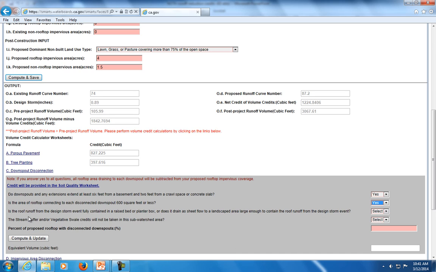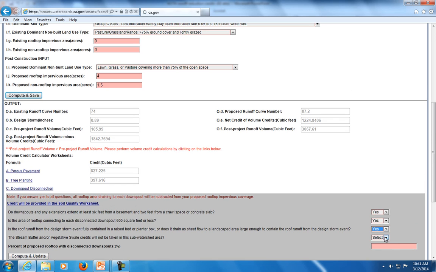And then it's asking if the roof runoff from the design storm is fully contained in a raised bed or planter box, or does it drain as sheet flow into a landscape area large enough to contain the roof volume for the design storm event? So we'll say yes, and this is basically a check to make sure that you're actually draining it to an area that can manage it. I'll show you how that's done. That volumetric calculation is accomplished in the soil quality worksheet, which we'll get to. So I'll say yes. Let's go yes again. Sorry about that.